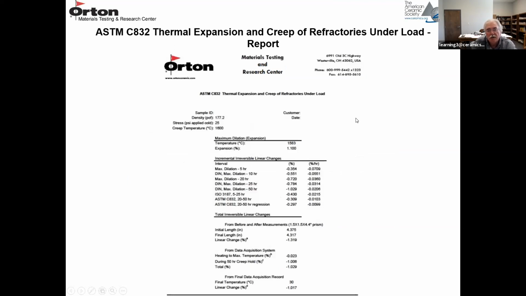So that's an EUL. The other version is the actual creep test. This was a denser refractory, 177 pounds per cubic foot, 25 PSI, and this one was run at 1600 degrees C for the whole temperature. So in this case, the maximum dilation was just below 1600 degrees C, it was 1583 degrees C. So it just started to bend over as we approached the whole temperature for creep, and the expansion was 1.1%. So that's your maximum dilation.